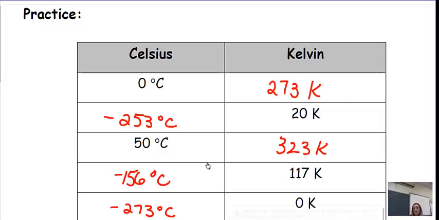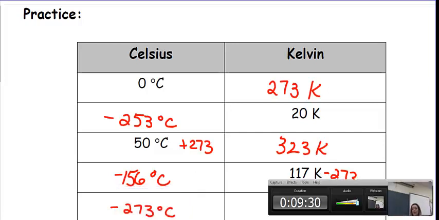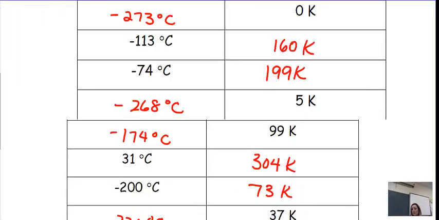So 0 degrees Celsius is equal to 273 Kelvin. If we have Kelvin, then we subtract 273 to give us a minus 253. Here we have degrees Celsius, so you simply add 273. Here you're going to subtract 273, and so on. So it's back and forth. If you have Kelvin, you subtract 273. If you have Celsius, you add 273. So pause the video, do the rest on your own, and then come back and check your answers, please.